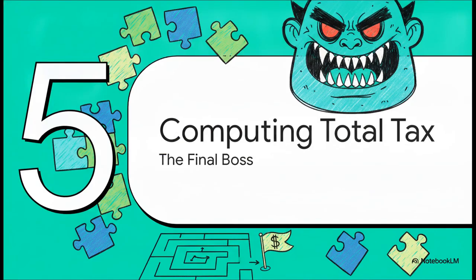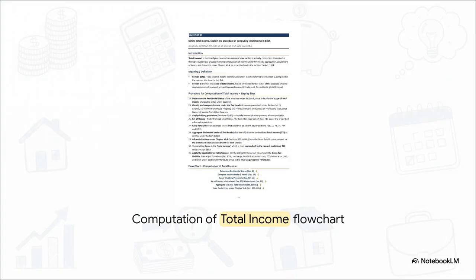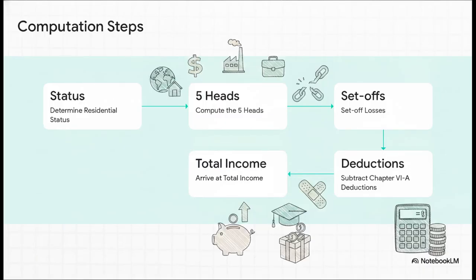Finally, Part 5, Computing Your Total Tax, the final boss. All right, this is the culmination of our journey, the exact step-by-step waterfall. We definitely don't just guess at the tax. It's this highly systematic process where your initial gross income is filtered, categorized, adjusted, and reduced until we hit that final taxable number. So let's walk through the logic here.